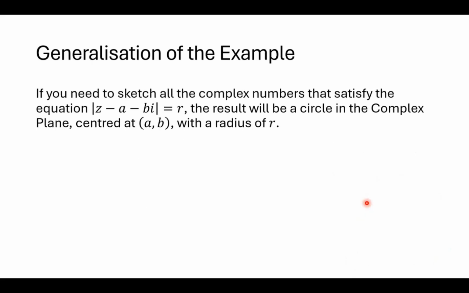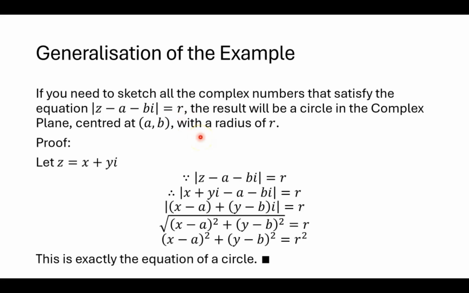Moreover, you can even generalize this example. If you need to sketch all the complex numbers that satisfy the equation, the modulus of z minus a minus bi is equal to r, where r is a generic positive number, the result will be a circle in the complex plane, centered at (a, b), with a radius r.